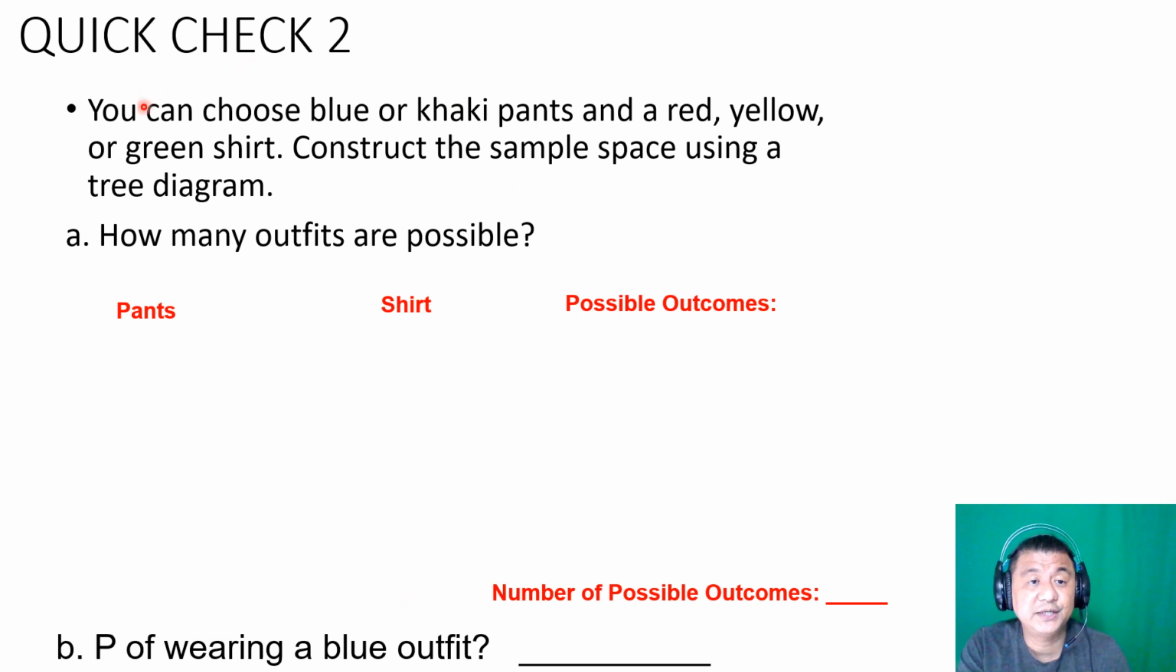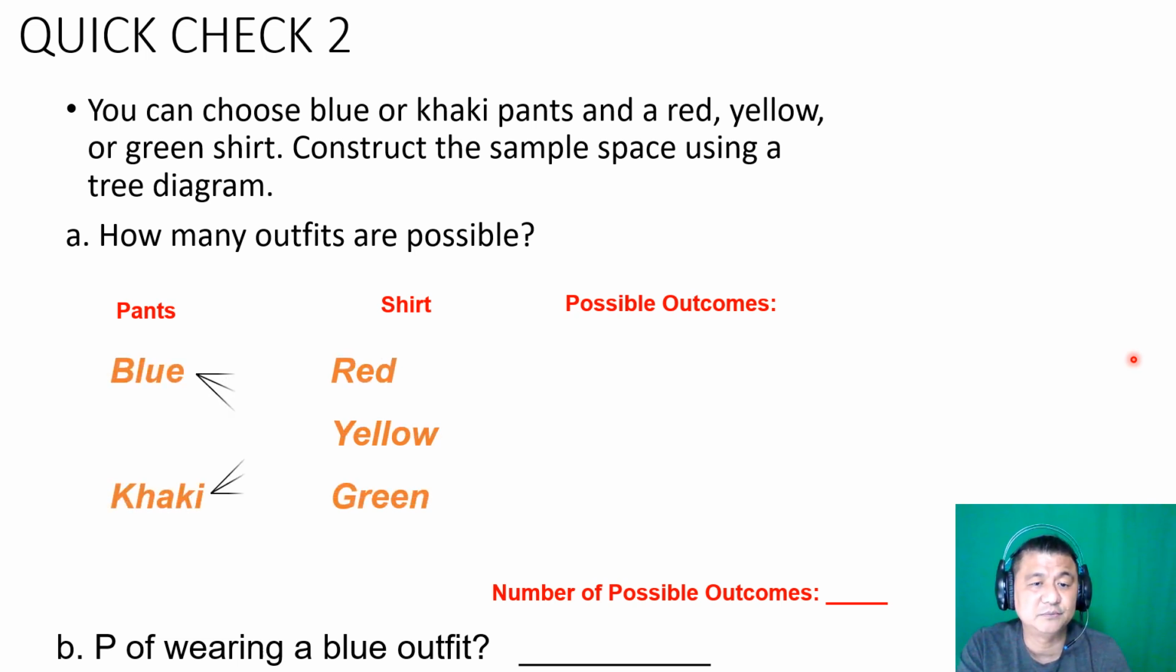Let's have a quick check. You can choose blue or khaki pants. A khaki is somewhat brown. And a red, yellow, or green shirt. Construct a sample space using the tree diagram. How many outfits are possible? Remember, the pants could be blue or khaki. The shirt could be red, yellow, or green. Okay, make lines so that you won't miss any.